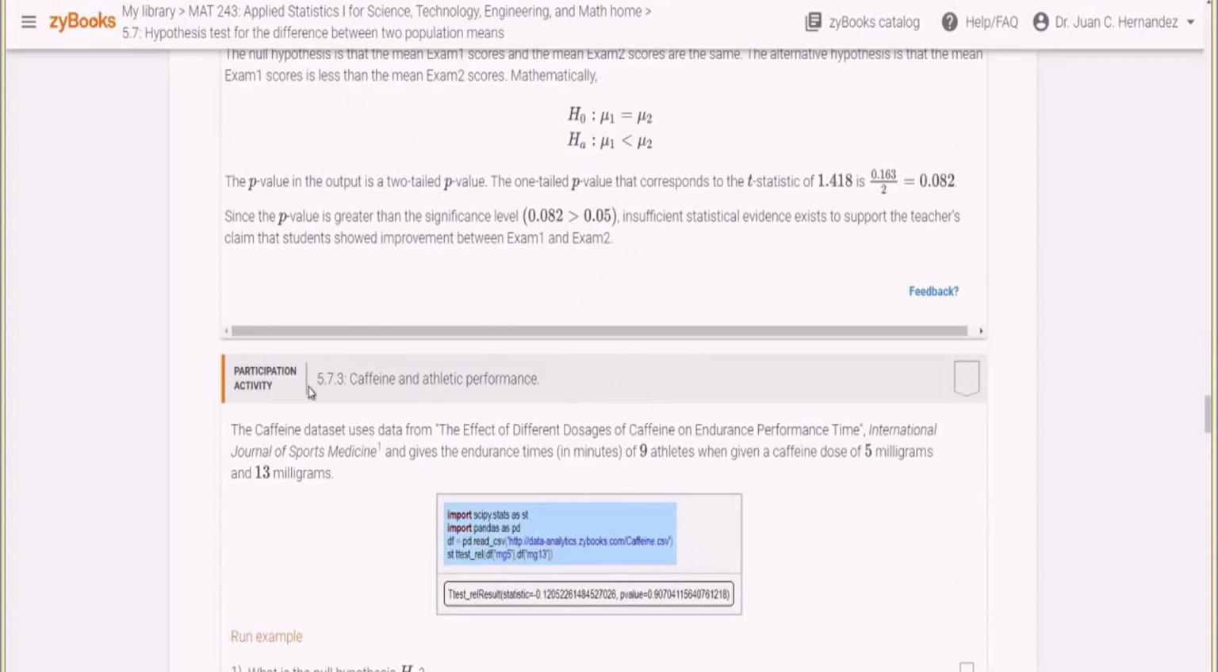So here is an example from Zybooks. Example 5.7.3. The caffeine dataset uses data from the effect of different dosages of caffeine on endurance performance time. International Journal of Sports Medicine is where the data is taken. It gives the endurance times in minutes of 9 athletes when given a caffeine dose of 5 milligrams and 13 milligrams. So it's the same athlete who's first given a dose of 5 milligrams and then given a dose of 13 milligrams, and their endurance time is measured.